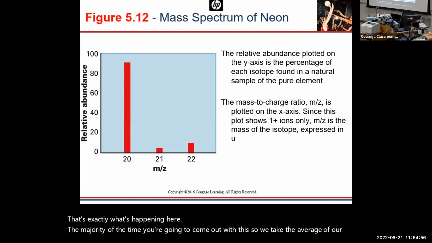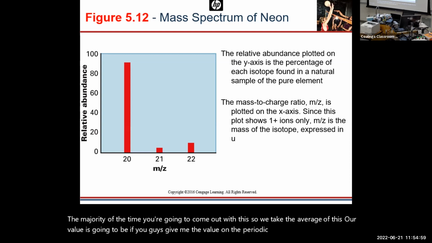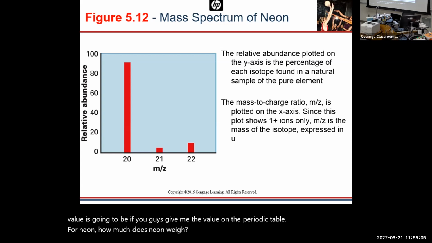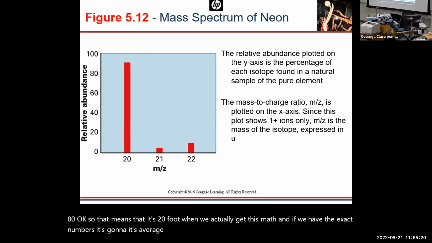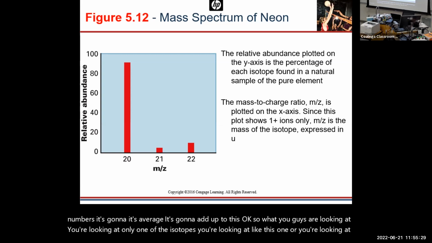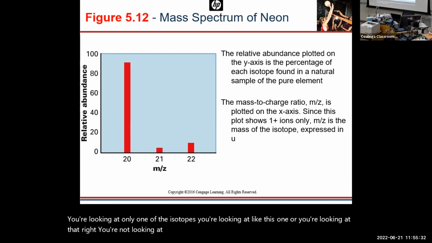Our value is going to be, if you guys give me the value on the periodic table. For neon, how much does neon weigh? 20.18. 20.180. Okay, so that means that it's 20.18. So if we actually did this math, and if we had the exact numbers, its average is going to add up to this. Okay, so what you guys are looking at is only one of the isotopes. You're looking at this one, or you're looking at that one, right? You're not looking at the periodic table, which is just giving you the average of everything. Does that make sense? A little bit more?